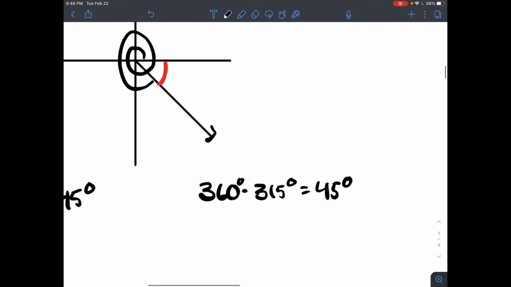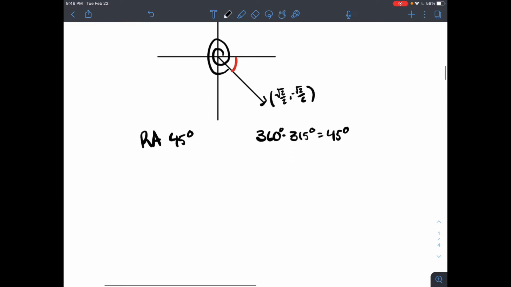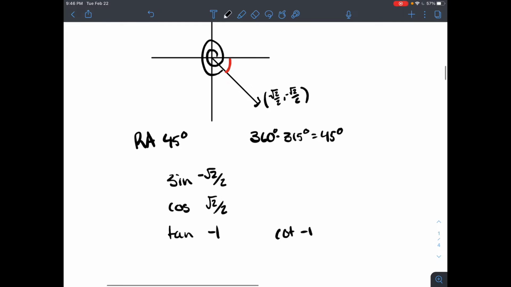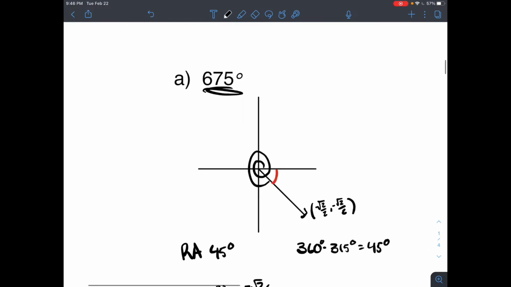So down here we are going to have positive root 2 over 2 and negative root 2 over 2. We're finding our 6 trig functions. We have sine is root 2 over 2, cosine, sine is negative, cosine is positive, tangent is negative, cotangent is negative, that's secant, excuse me.